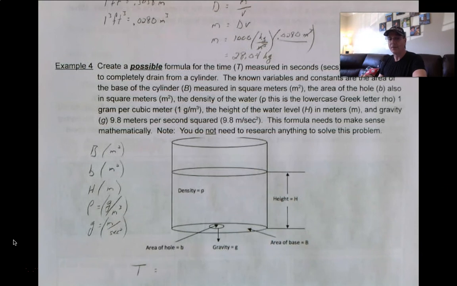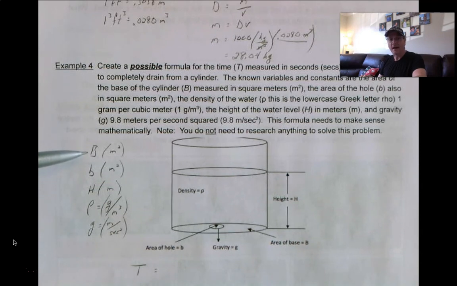So what's the one thing that has to be in the formula? And these are the only things that we've got: capital B, little b, h, rho, and g. These are the only things that are possibly going into our formula. We're not putting anything else in. We're not creating our own variables. This is it. So what's the one thing that absolutely has to be in our formula and the one thing that cannot be in our formula?